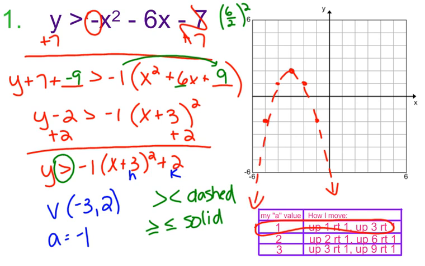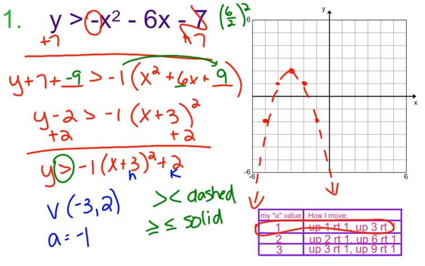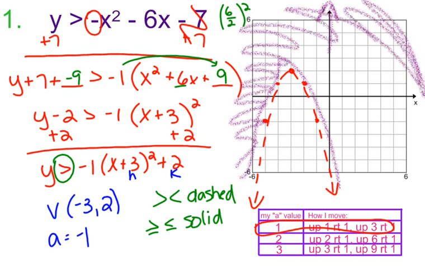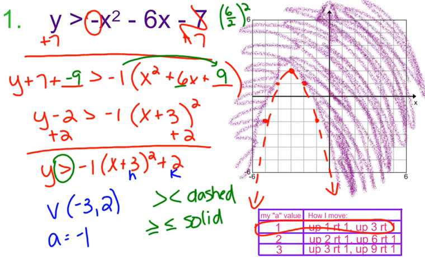The last thing I do then is I need to shade where my values are. My problem says y is greater than. So I'm going to shade where y is going greater than, which would be this way. This is where y is going greater than. It's going to always be either the outside or the inside of your parabola. So in this case, that's everywhere on the outside of my parabola that I'm going to shade. You can do the best you can with your crayon or your pencil.